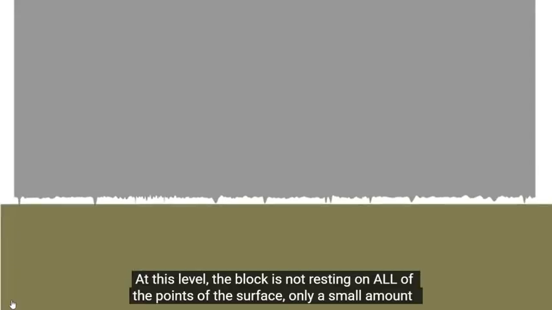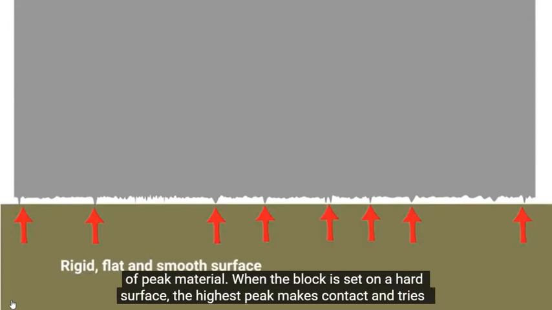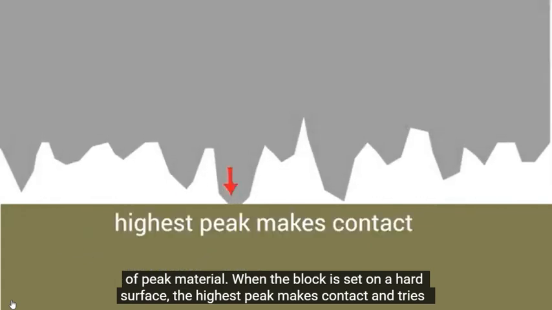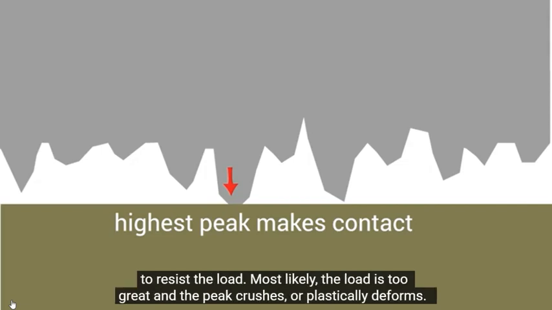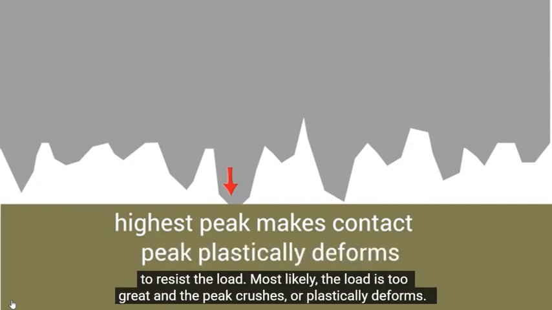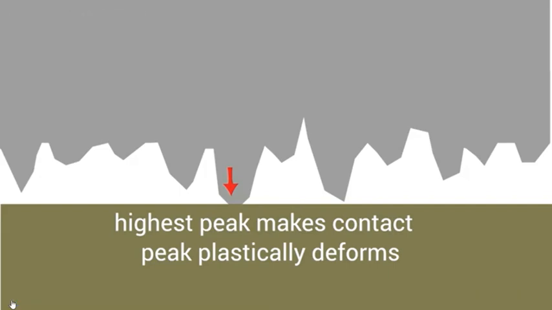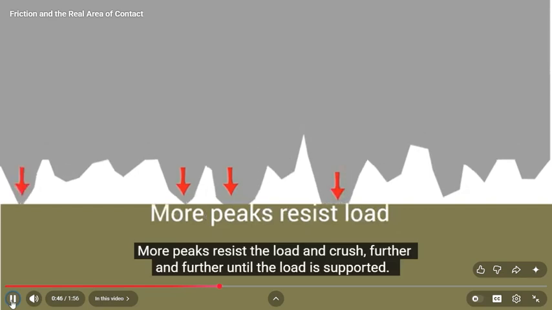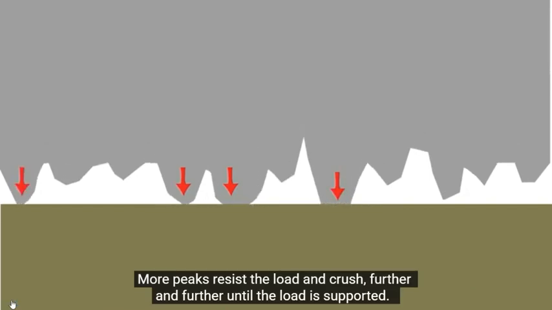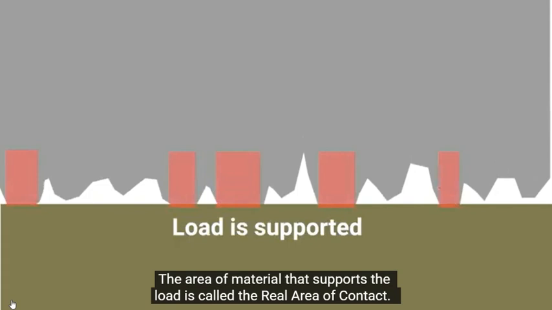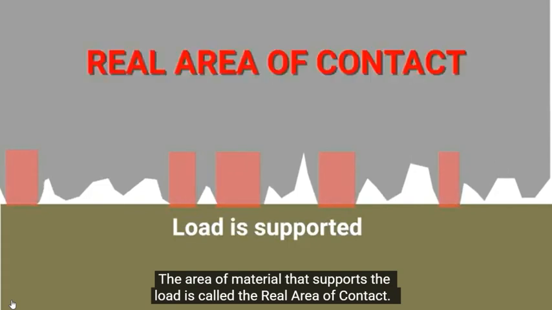At this level, the block is not resting on all of the points of the surface, only a small amount of peak material. When the block is set on a hard surface, the highest peak makes contact and tries to resist the load. Most likely, the load is too great, and the peak crushes or plastically deforms. So it bends, right? Squishes to have a certain amount of contact area. More peaks resist the load and crush further and further until the load is supported. The area of material that supports the load is called the real area of contact.